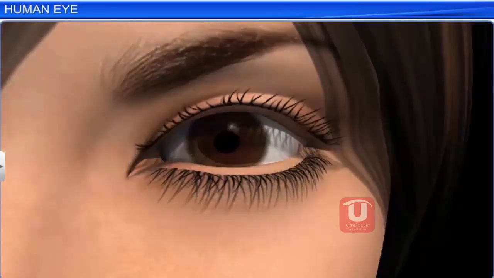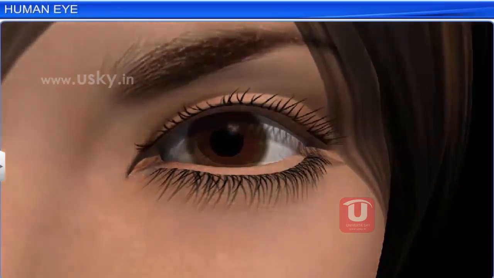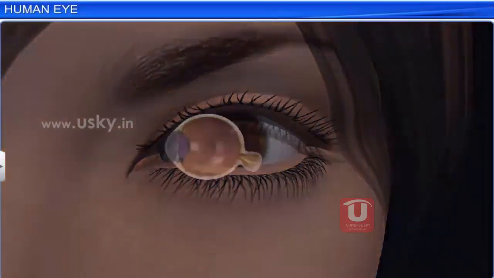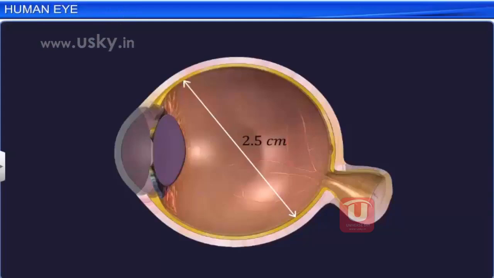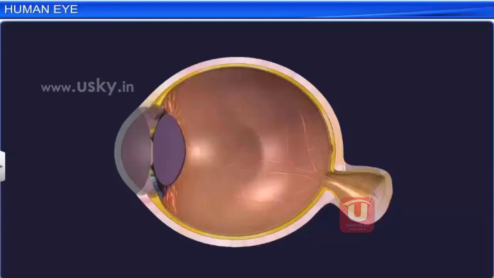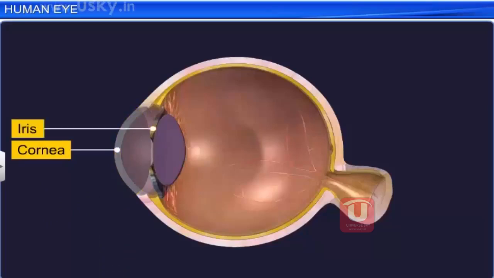The eyeball that contains different parts of the eye is roughly spherical in shape with a diameter of 2.5 centimeter. A transparent protective membrane called the cornea covers the small bulged portion at the front of the eyeball. In fact, the iris and the pupil lie behind the cornea. The crystalline lens and the retina are some of the other important parts of the eye behind the cornea.